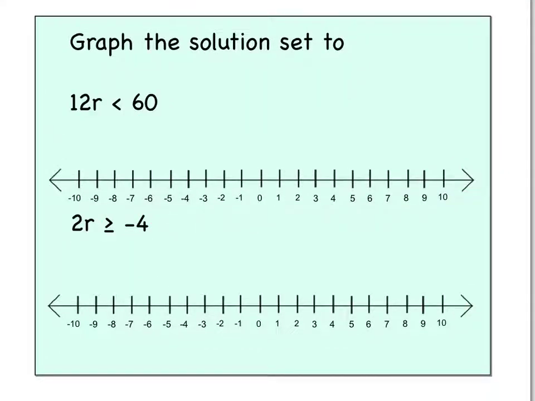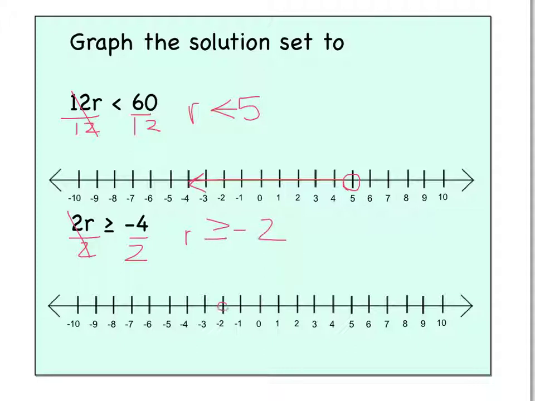Here we've got multiplication equations, so we're going to divide on both sides. Here we get r is less than 5. It's less lines, less work, and we have to shade to the left. Divide by 2. R is greater than or equal to negative 2. I'm going to go to negative 2 and fill it in. More lines, more work. And we have to do greater than negative 2. The numbers that are greater than go to the right.